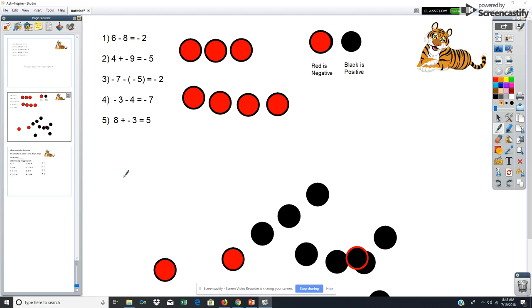Now, for this last one, 8 and the opposite of 3, what if I don't have circles? Well, no worries. I can just use the letters as symbols. Pardon my writing here. It's tough to do with the mouse. So 8 black, I could have 1, 2, 3, 4, 5, 6, 7, 8 B's for blacks. And the opposite of 3 would be 3 reds. And I could cancel out 3 reds with 3 blacks. I would have 5 B's left. 5 blacks would be a positive 5.